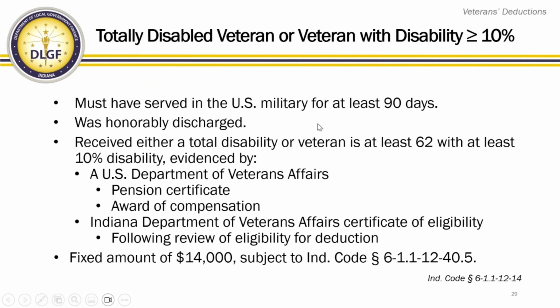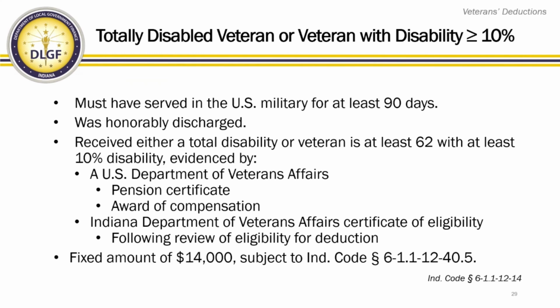Similarly, with the totally disabled or veteran of at least 62 with a partial disability, the taxpayer must have served in the U.S. military for at least 90 days. Note that does not necessarily mean they had to have served in any of the wars of the United States. They just had to have served in the U.S. military for at least 90 days and also have been honorably discharged and received either a total disability or is a veteran of at least 62 years old with at least a 10% disability, again, evidenced by documents of the U.S. or Indiana Department of Veterans Affairs.